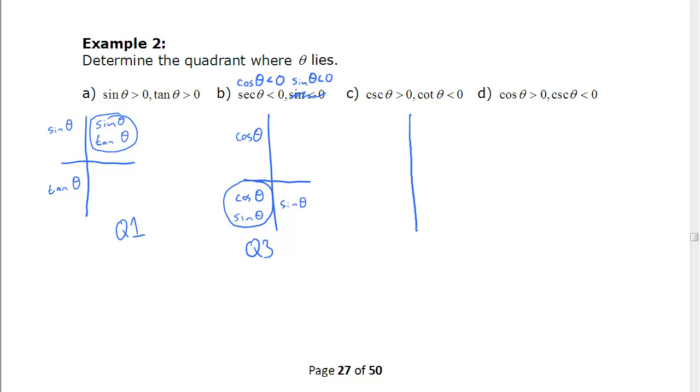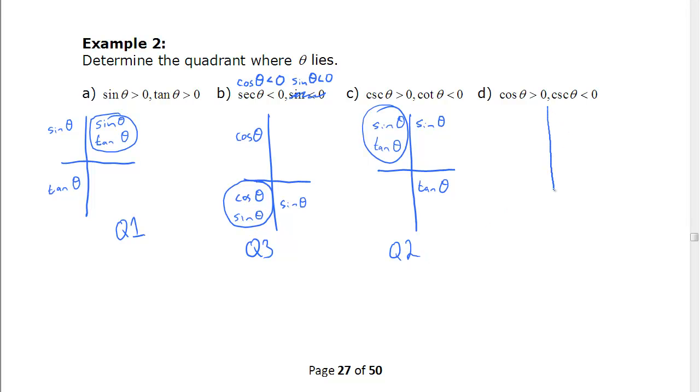So we'll finish these two. Cosecant, well, we can think about sine. So sine is positive in quadrant 1 and 2. Cotan, so we think about tan, and tan is negative in quadrant 2 and quadrant 4. So the answer then, where both things happen, is quadrant 2.